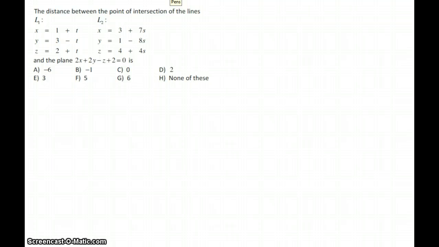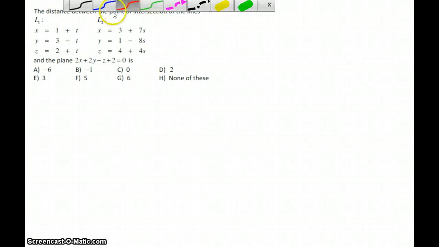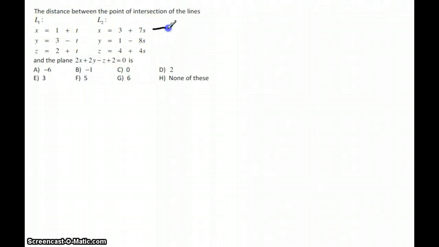The intersection of two lines would mean that both the x's are the same, the y's are the same, and the z's have to be the same. And so we'll take that into account when we set the x from one line equal to the x from the other line. If these two are going to intersect, then 1 plus t is equal to 3 plus 7s.